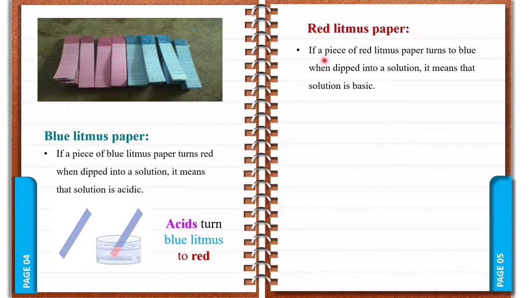Red litmus paper. If a piece of red litmus paper turns blue when dipped into a solution, it means that solution is basic. Let us see with the picture. This is red litmus paper. If we add a drop of solution or dip this red litmus into the solution, and its color changes to blue, it indicates the presence of a base in that solution. We can say that bases turn red litmus blue.